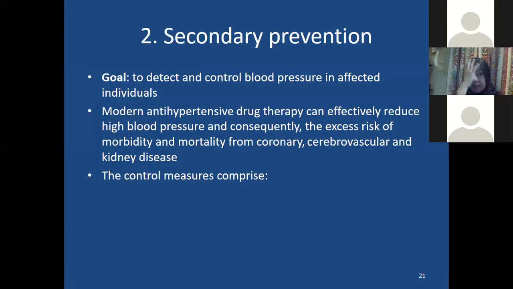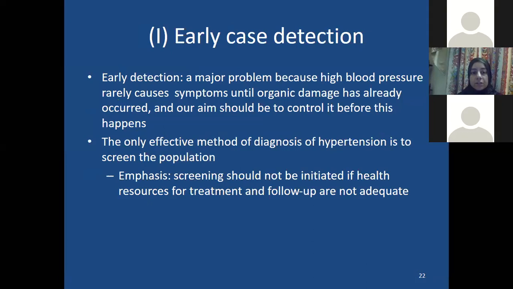So what's the secondary prevention? Its goal is to detect and control blood pressure in affected individuals. Modern antihypertensive drug therapy can be effective to reduce high blood pressures and consequently the excess risk of morbidity and mortality from coronary, cerebrovascular, and kidney diseases. So the concept comprises early detection. You detect earlier and then you intervene earlier as well.